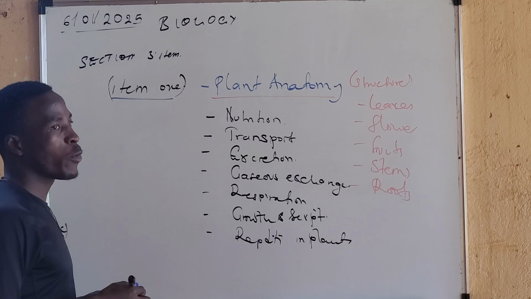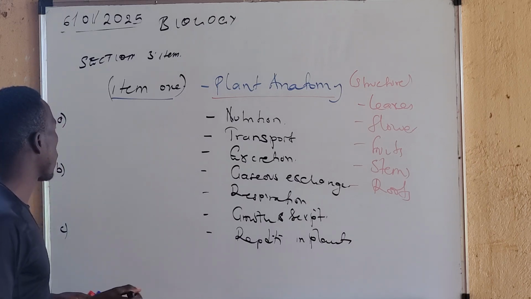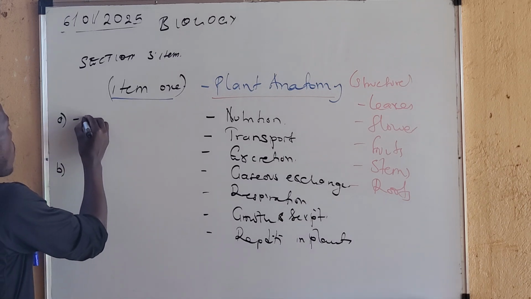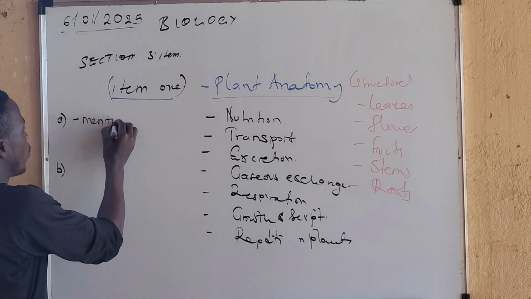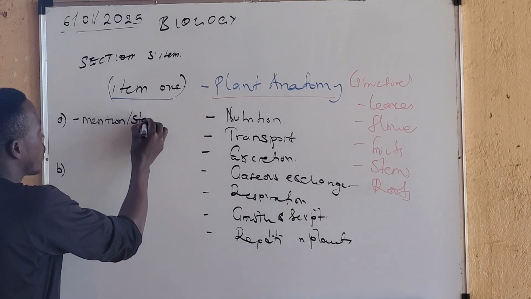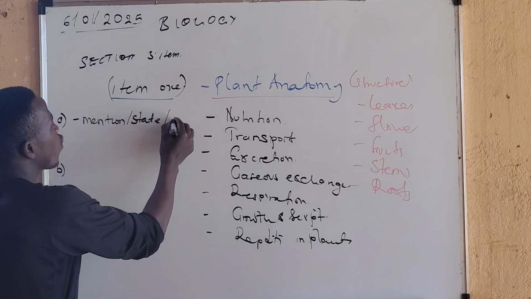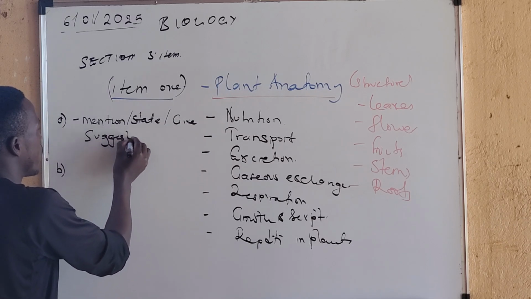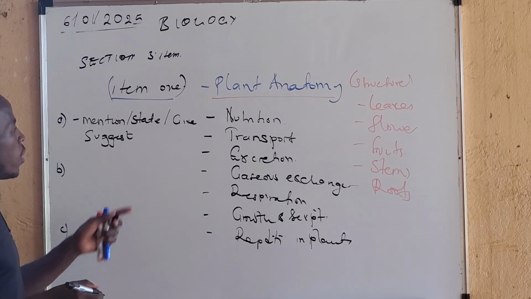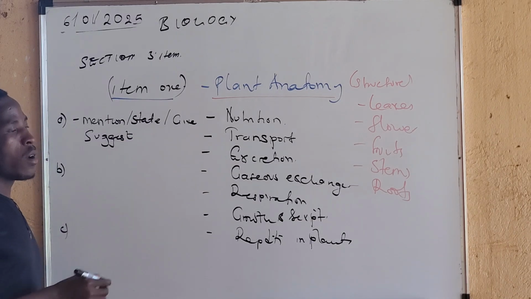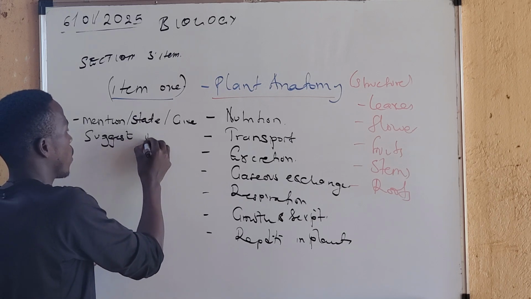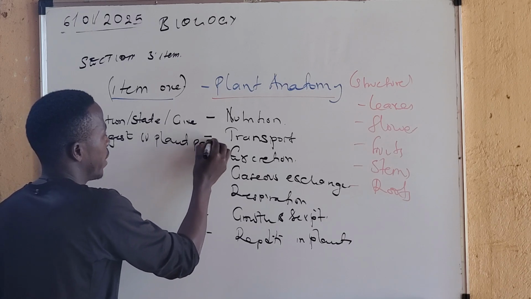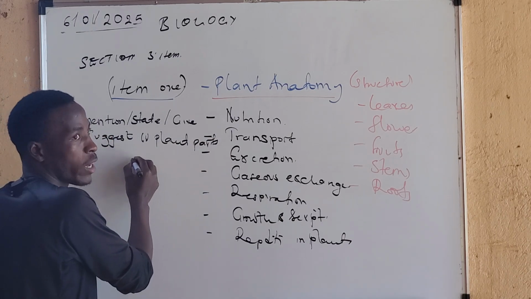Therefore, when you are scoring, we follow levels. Now, always, in part A, they will be asking you to mention, to state, or to suggest what? One, plant parts affected. If not, plant processes.